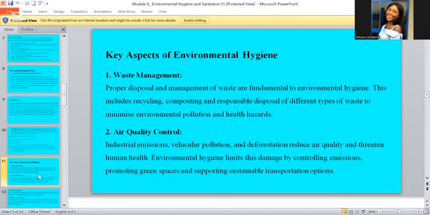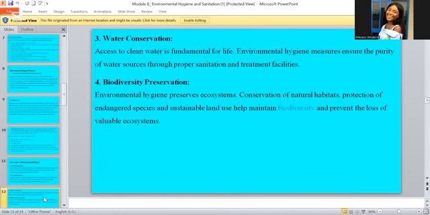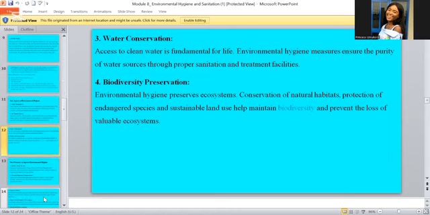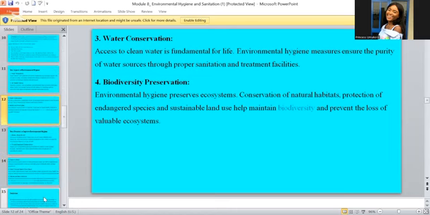Environmental hygiene limits the damage by controlling emissions, promoting green spaces, and supporting sustainable transportation options. We have water conservation. Access to clean water is fundamental for life. Environmental hygiene measures ensure the purity of water sources through proper sanitation and treatment facilities.